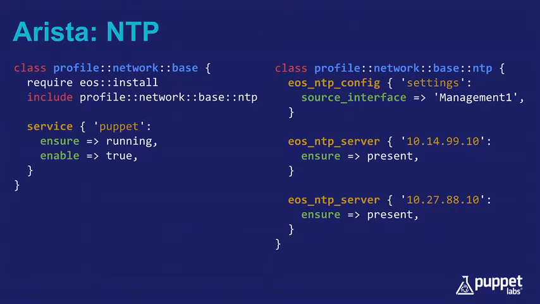So here's an example of some Puppet code. This is going to configure NTP on an Arista device. We're including the EOS role. We're ensuring that Puppet is installed and running on the device, which is important for this. And then we're setting some specific things here, such as the management interface for our NTP source, as well as NTP servers that we want to peer with.